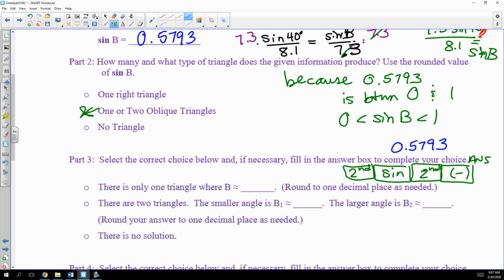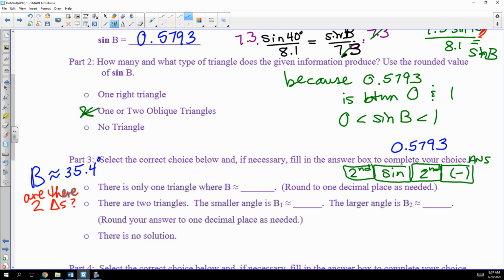Okay. So we're going to get the value of B to be approximately 35.4 degrees. And here comes the hard part. The hard part is you really don't know whether that means there's one triangle or two triangles. So what you're going to do is quickly find out if there could possibly be two triangles. That's really what we're going to answer.